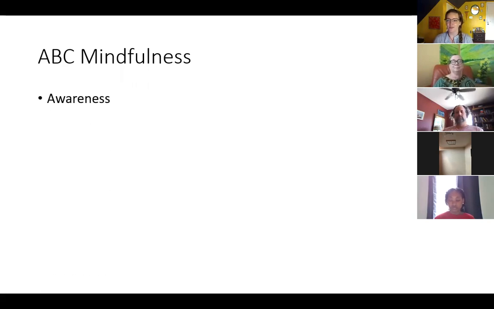The A is for awareness. So becoming aware of my body in the chair, in the room, what part of my body is touching, the weight of my body. Where am I coming in contact with the chair or the floor or the ground? Are my feet touching the ground? Can I become aware of my senses? What do I smell? What do I taste? What do I feel?